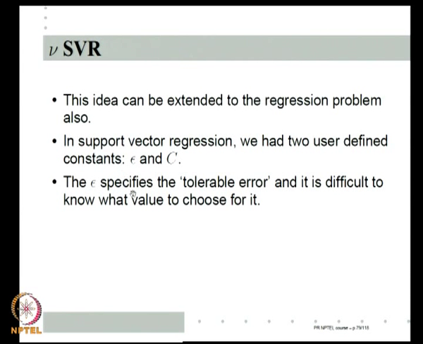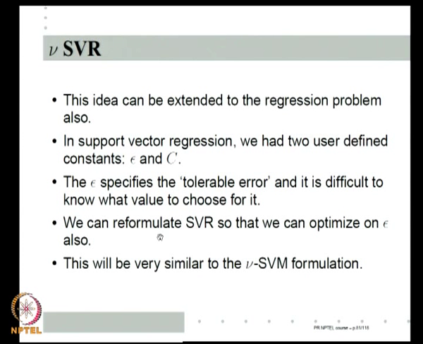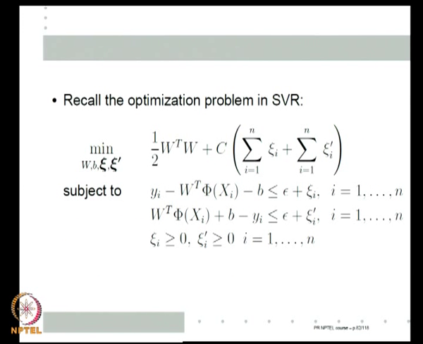So, like in the nu SVM case, we can reformulate support vector regression, so that just like we added rho instead of 1 there and made rho an optimization variable, we can add epsilon as an optimization variable here. This will give me something very similar to nu SVM.